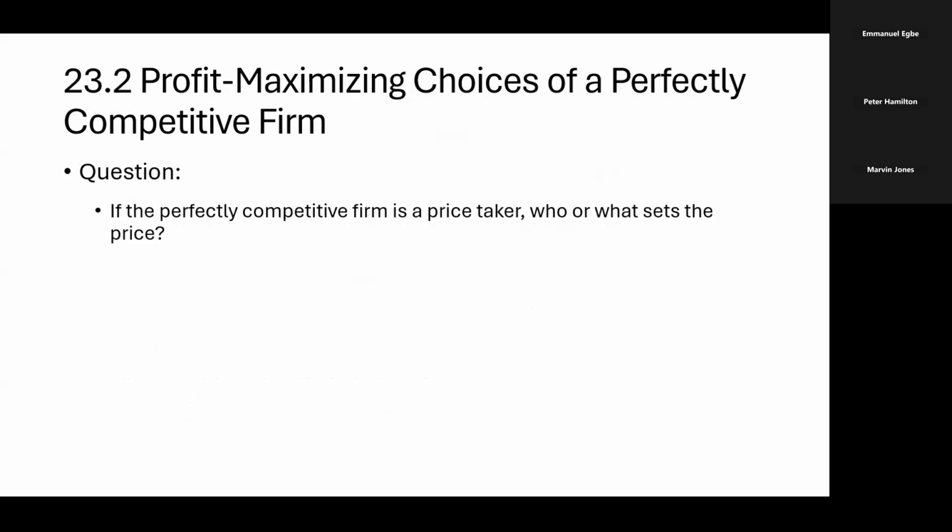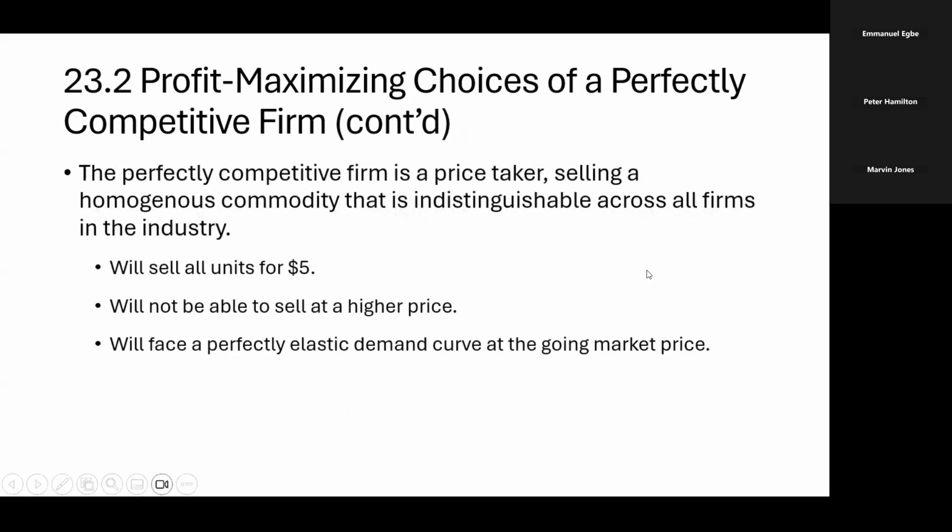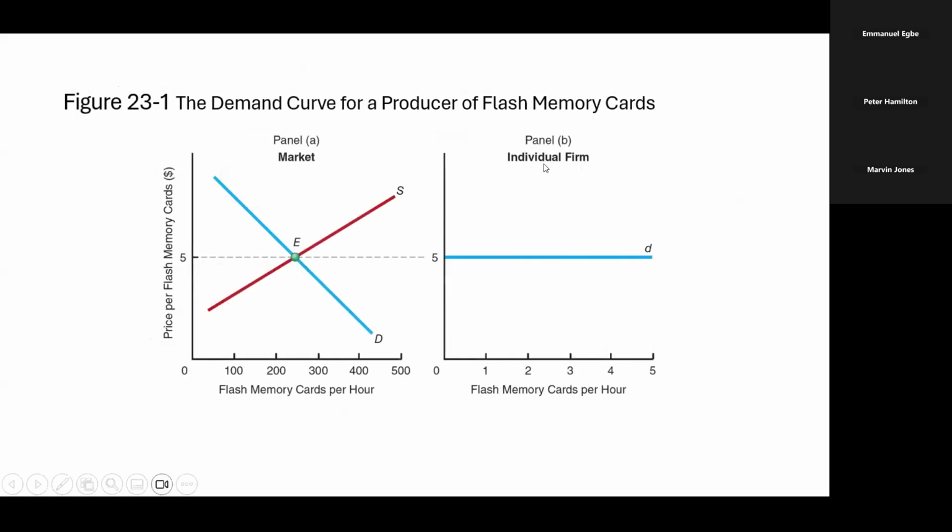Now, the perfectly competitive firm, like we say, is a price taker. The market determines the price, and all sellers in the market follow that price. As you can see, the competitive firm is a price taker. The demand curve of a competitive firm is flat, but the equilibrium price is determined by the market. Once the market determines the equilibrium price, nobody can change it.